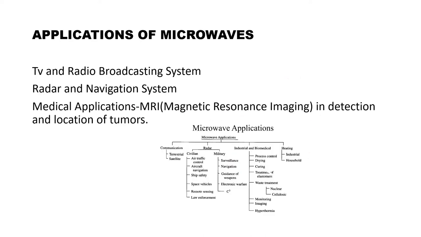Next is applications of microwaves. We know they are used in television and radio broadcasting systems, and mainly in radar and navigation systems. In the medical field, they are highly used to find tumors. We do MRI scans, and MRI means magnetic resonance imaging. An MRI scan is used to detect and locate tumors in the brain. So microwaves are mainly used to find tumors located in the brain by doing an MRI scan, and in an MRI scan we use microwave signals.